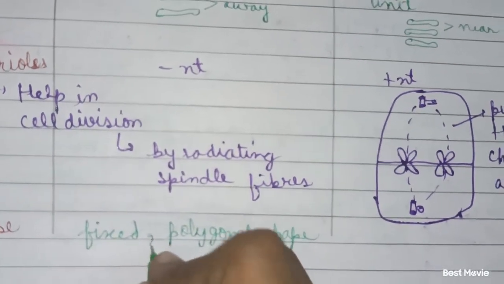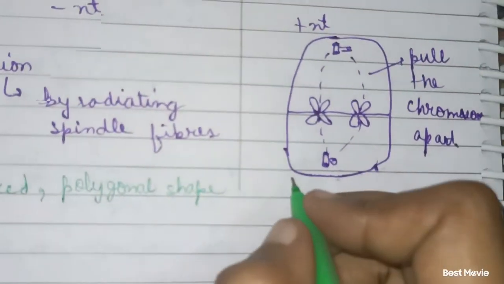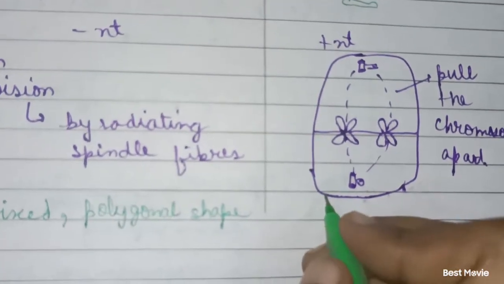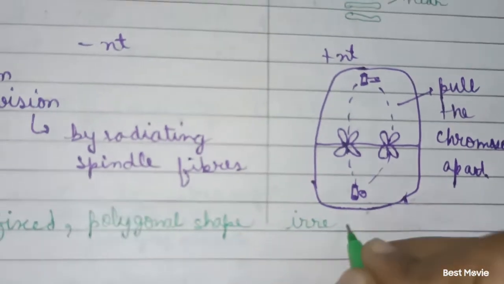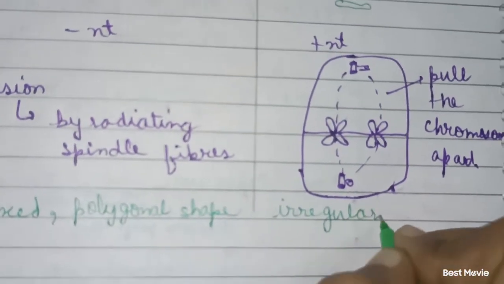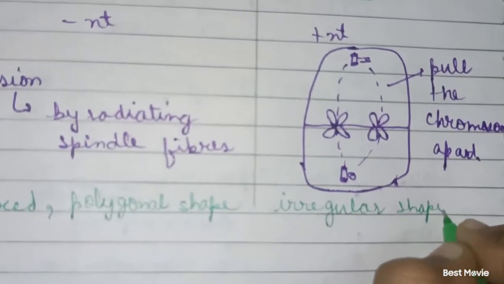The shape is fixed because they have a cell wall present around their cells, whereas in animal cells there is no cell wall present outside the cells, so they have an irregular shape.